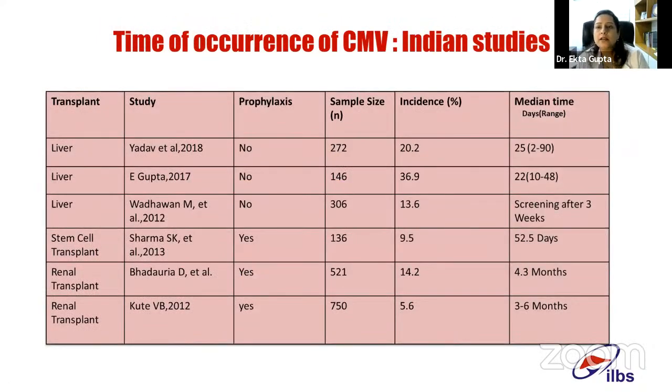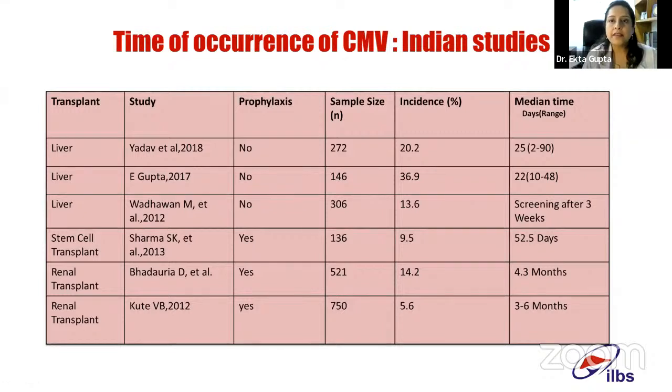Now, what is the exact time for occurrence? In the Western world, they say that 2 to 6 months is the time for CMV disease. But in our Indian literature, we have found that in the liver it is very, very early. This is a study by the Apollo Group, and this is our own study. Within 30 days, we have started seeing it. Few centers only screen after 3 weeks, so that is why they have not seen it. So very early screening has to be started.